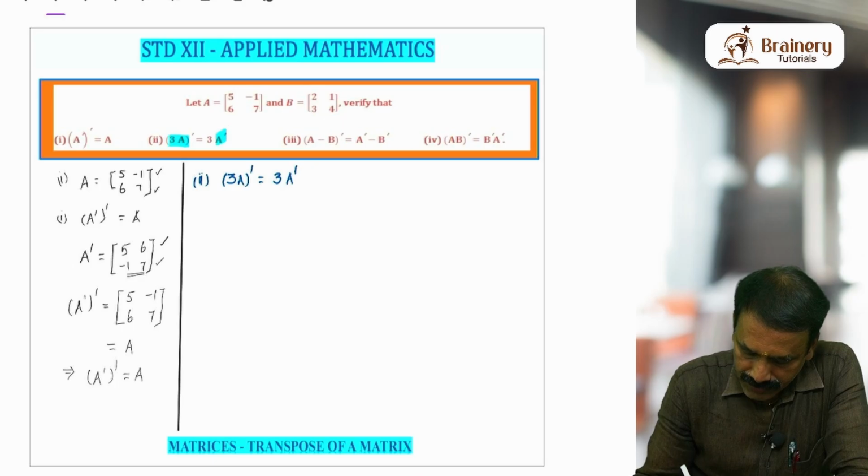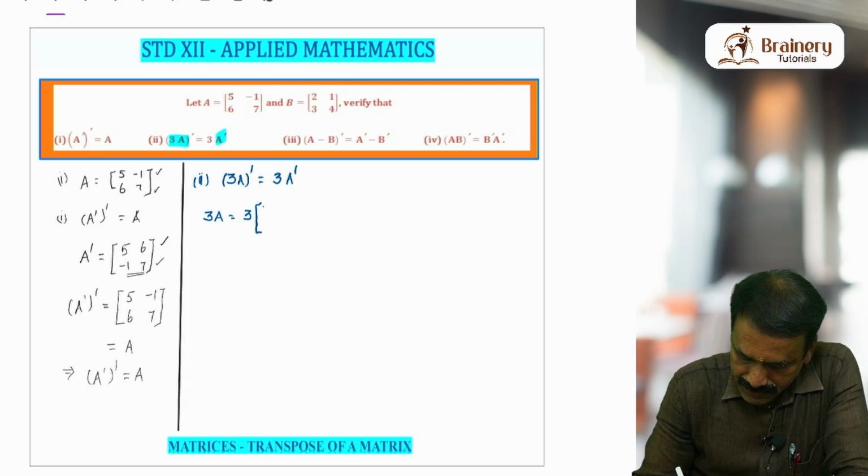First we try to find 3A, which is nothing but 3 into A matrix. What is your A matrix? 5, minus 1, 6, 7.